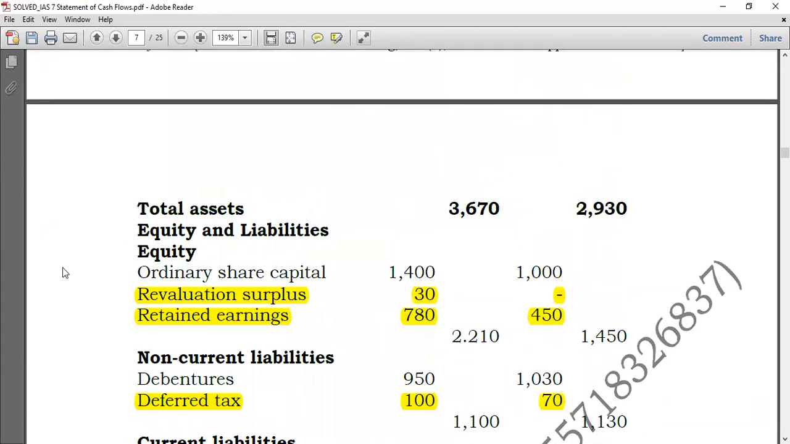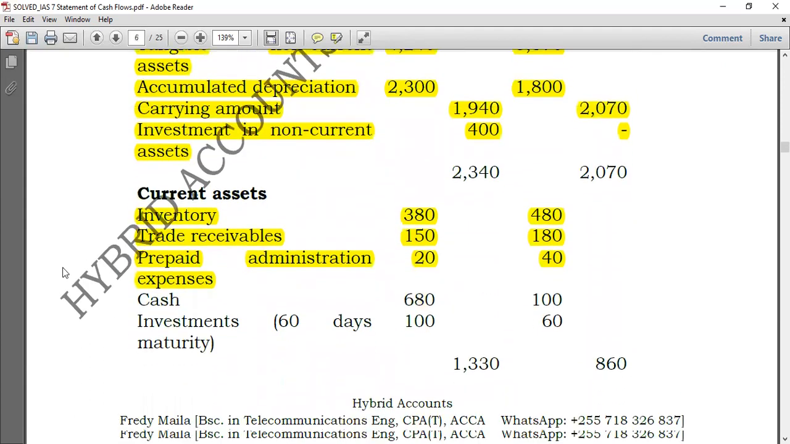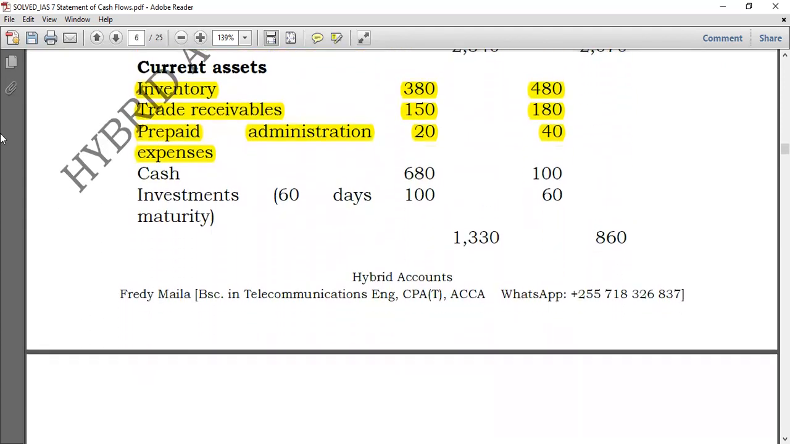So let's proceed to the remaining line items. Non-current assets are over, then we come to current assets. Now, as for current assets, we have cash. It is a cash. We say cash and cash equivalents have their own item, but down here we have investments with 60 days maturity.